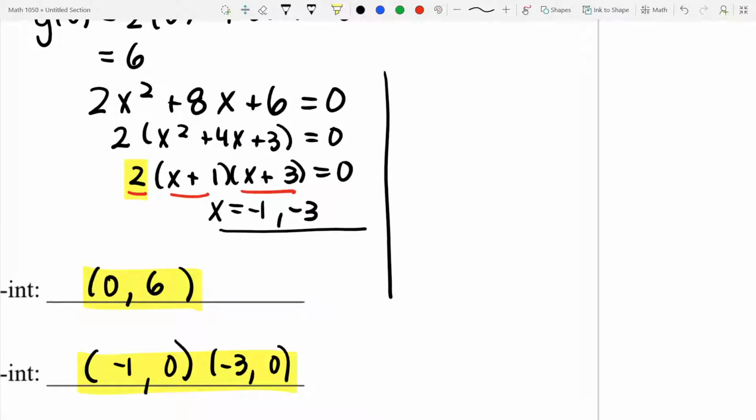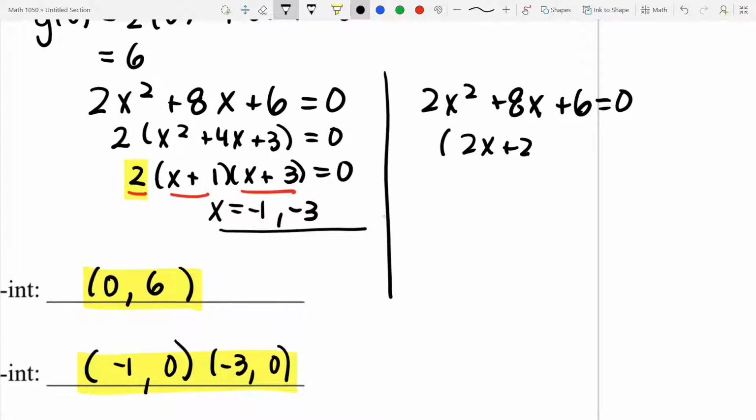Okay, off to the side, write this down. So 2x to the second plus 8x plus 6 is equal to 0. Okay, now I can factor that right now to this. Look, guys, 2x plus 2 times x plus 3 equals 0. If I set 2x plus 2 equal to 0, the 2 comes over and becomes a negative 2. Then I divide by 2. That gives me a negative 1. That gives me a negative 3. Okay, so I get the same answer either way.